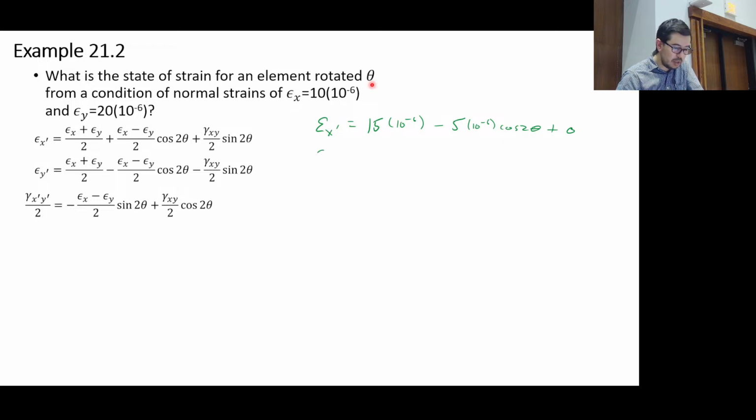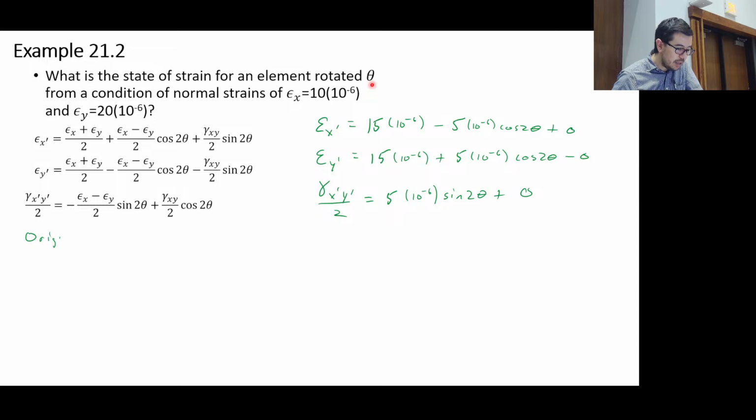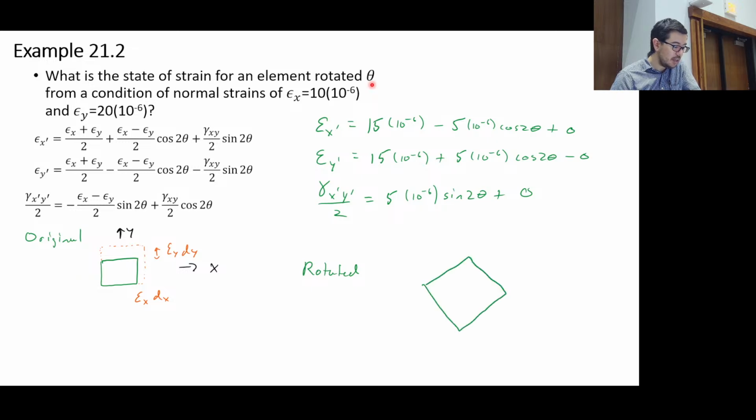Okay, so we can just write out these expressions like we see here, and the original element would look something like that, with an x and a y, and epsilon x and an epsilon y, drawn as you see here. And then we're saying that if we rotate by some amount, theta, now we can figure out what the new state of strain might be.